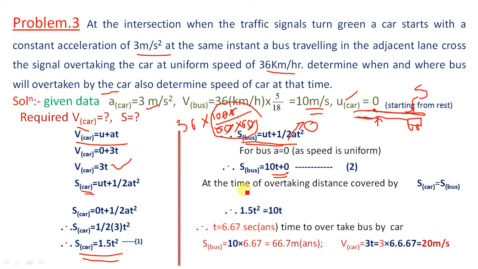So can we compare these two equations? Because S is the same, at the time of overtaking the distance covered by the car is equal to the distance covered by the bus. So we have to compare equation number 1 and equation number 2. So 1.5 t square is equal to 10t. So you will get the time t as 6.67 seconds to overtake the bus by the car.